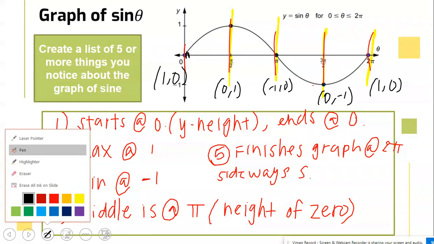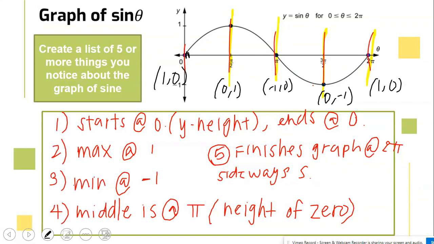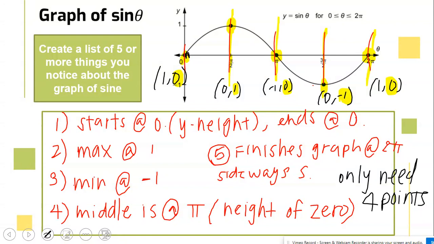And so a lot of times students start to put that together and they're like, hey, we really only need 4 points. At 0, we're plotting the height of 0. At pi over 2, we're plotting the height of 1. At pi, we're plotting the height of 0 again. At 3 pi over 2, we're plotting the height of -1. At 2 pi, we're plotting the height of 0. So a lot of times people add onto their list that we only need 4 points to graph this entire thing. We just went from 16 down to 4.